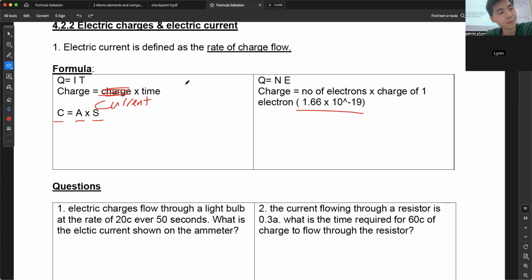Millimeter. 1 meter is how many millimeters? Wait. 1 millimeter is how many meters? 1 meter is how many millimeters? 1,000. So 1 ampere is how many milliamperes? Good. Convert that.